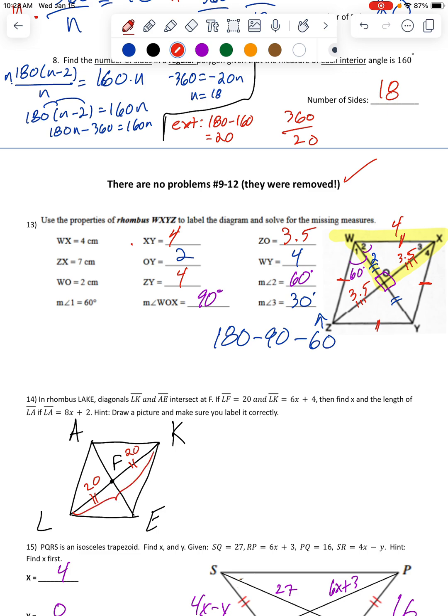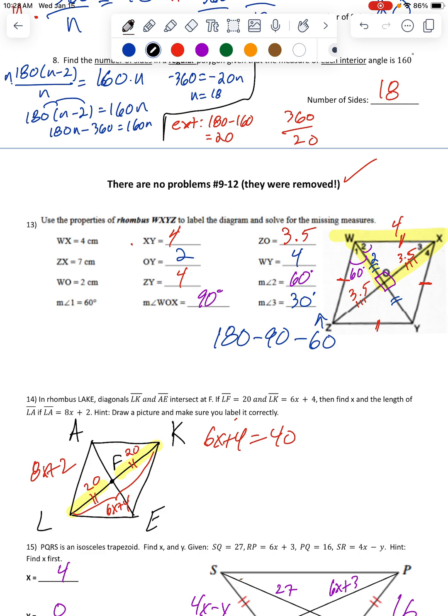L to K is 6x plus 4, and we need to find the length of LA, which is 8x plus 2. The 8x plus 2 is there just to use for later. It's not going to help you find x. To find x, I can do this 2 ways. Since LF is 20, FK is also 20, since the diagonals are bisected. So I could say 6x plus 4 equals 40.